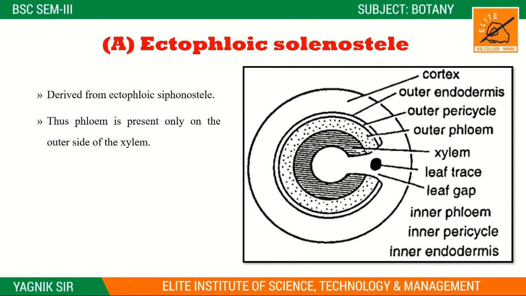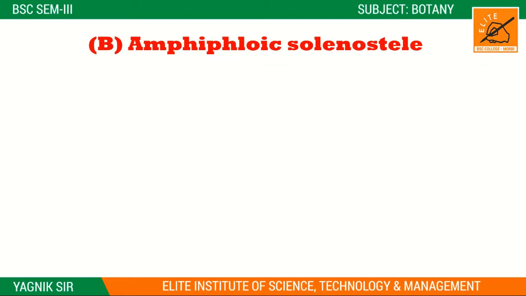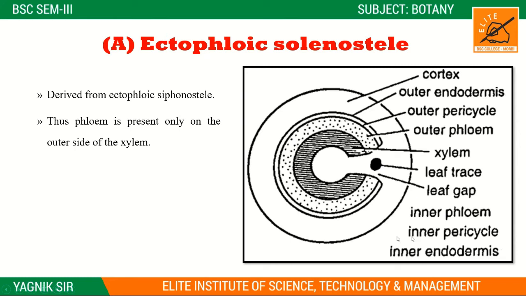Thus phloem is present only on the outer side of the xylem. Here only one ring of phloem is present, and this phloem ring is on the outer side of the xylem. So here xylem is surrounded by the phloem, right? And here leaf traces and leaf gaps, these two are present, right? This is a leaf trace, a very thin vascular bundle, and these are the leaf gaps. So here two leaf traces, between some species, are present, so these are the leaf gaps, and here the leaf gap and the leaf traces are present, right?